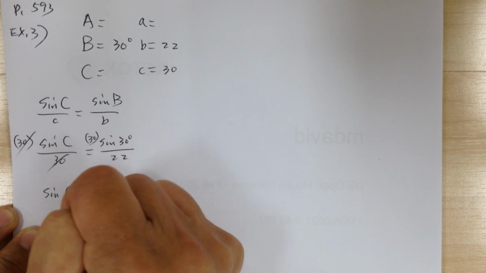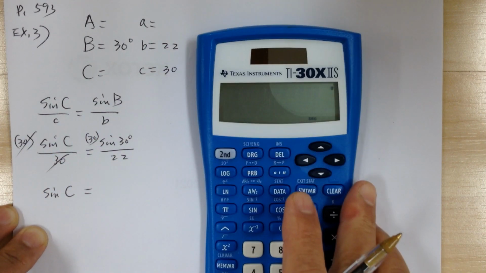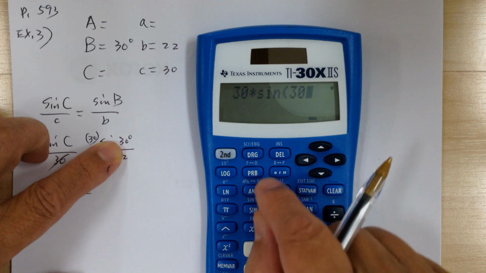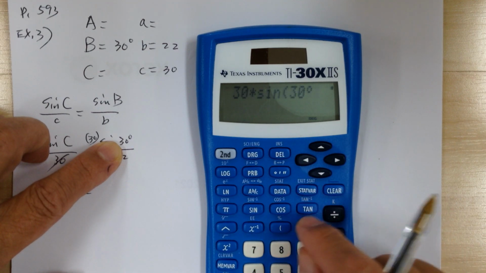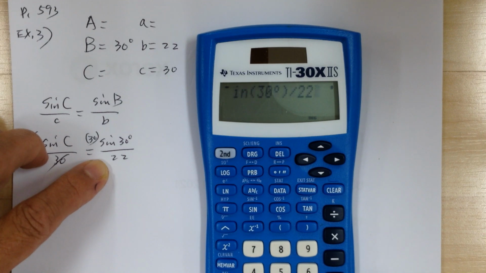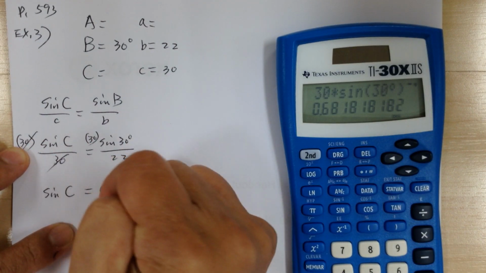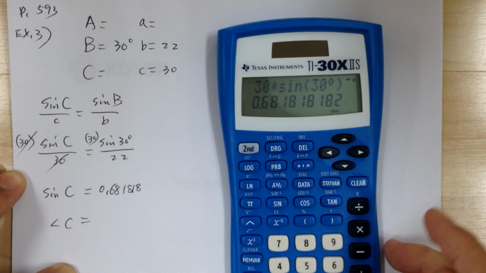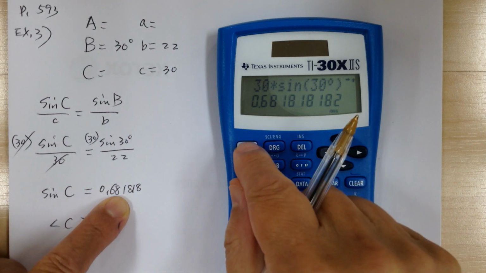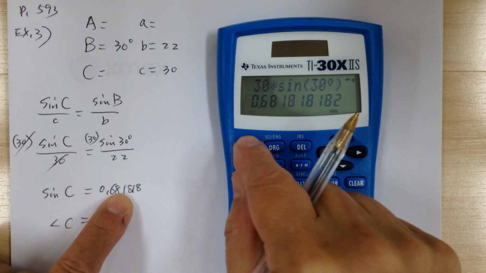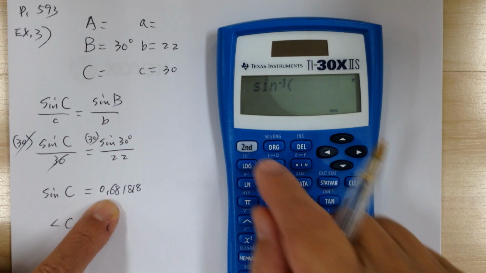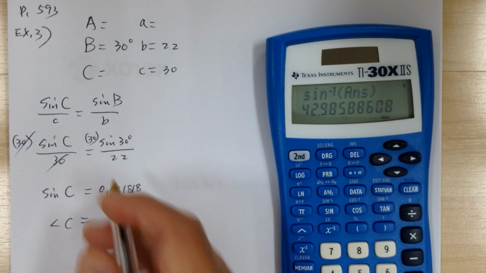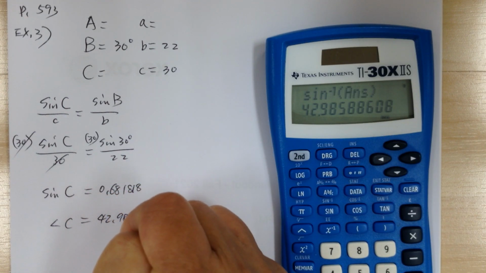Okay, so sine C equal to, so 30 times sine of 30 degrees divided by 22 equal, okay, sine C equal to 0.681818, so angle C equal to, okay, so again I carry extra digits. To find the angle, I have to use second sine of the answer from before. Okay, so I get 42.9858. So round it off.